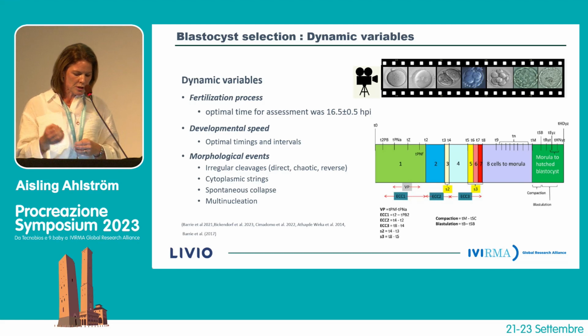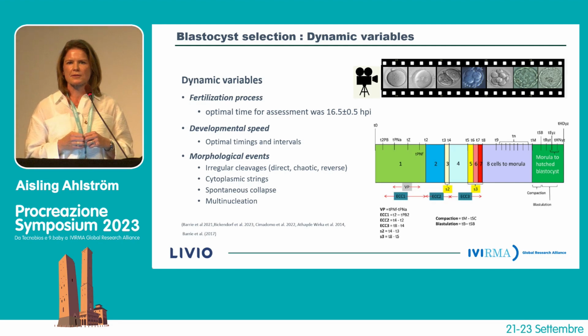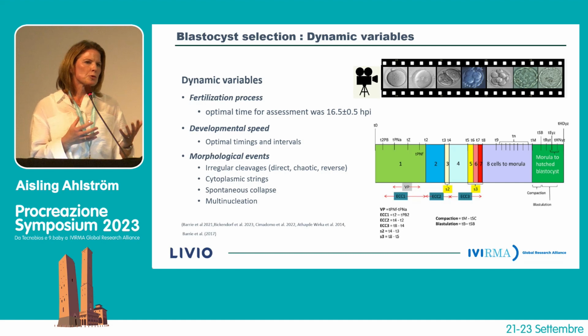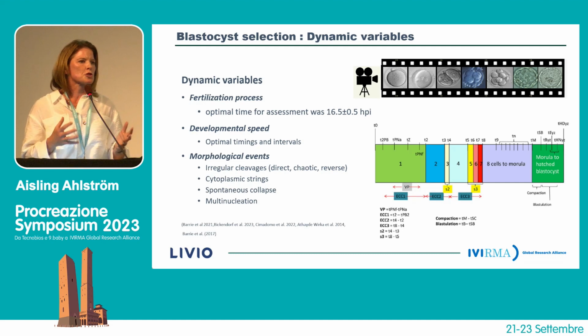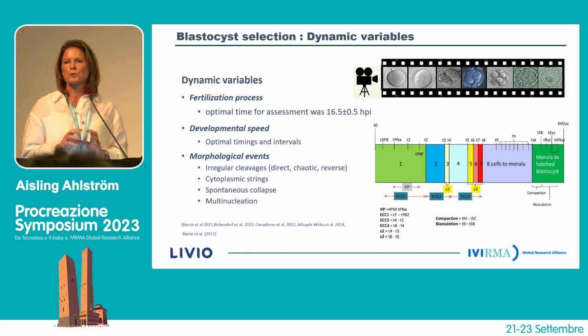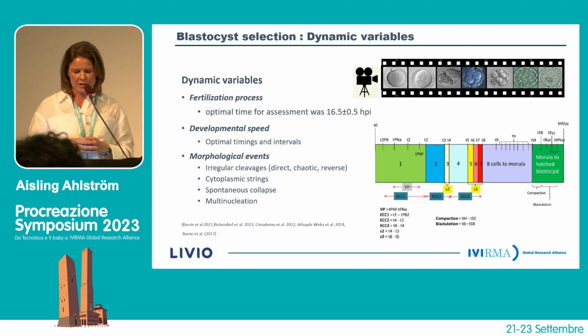The most interesting that have come lately are the cytoplasmic strings that are also being evaluated by Danilo and Laura Rienti's group, but also spontaneous collapse, which is also showing some sort of indication of whether or not you have a viable or non-viable embryo. But of course, these aren't really being assessed in selection models right now, so I won't continue the talk talking about these, and I'm sure Danilo will present something about these in the later talk tomorrow.